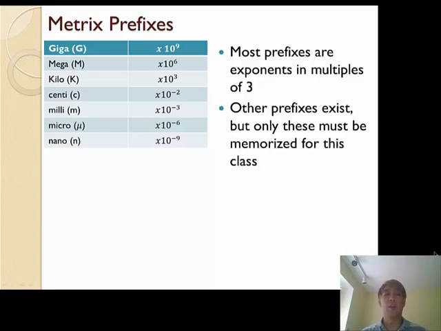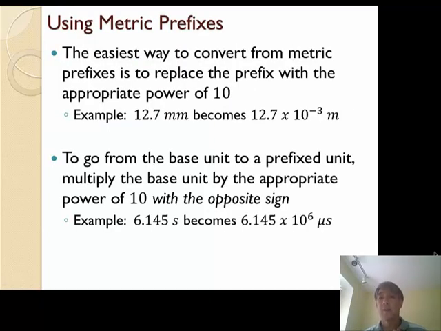So I do expect you to have these 7 metric prefixes memorized and use them fluently throughout the year. The reason I want you to is that these metric prefixes allow you to easily convert from the metric prefix to a number you could use for calculations. And you do that by simply replacing the prefix with the appropriate power of 10.